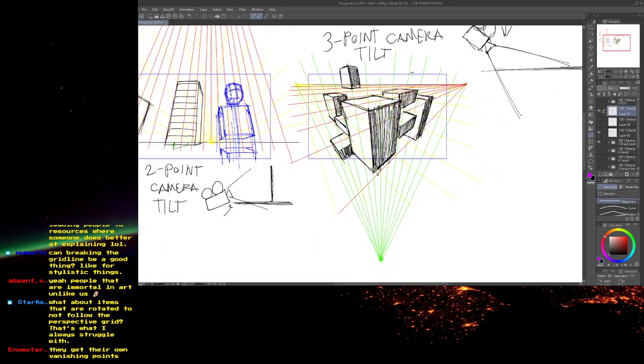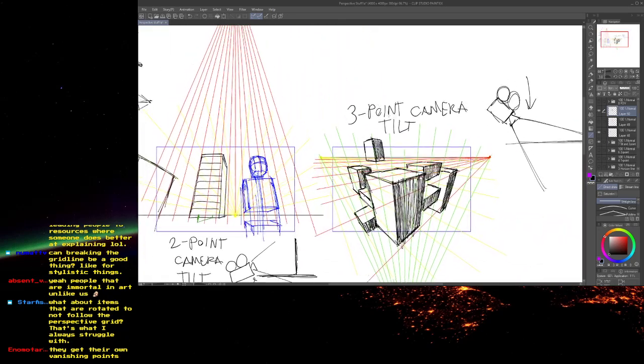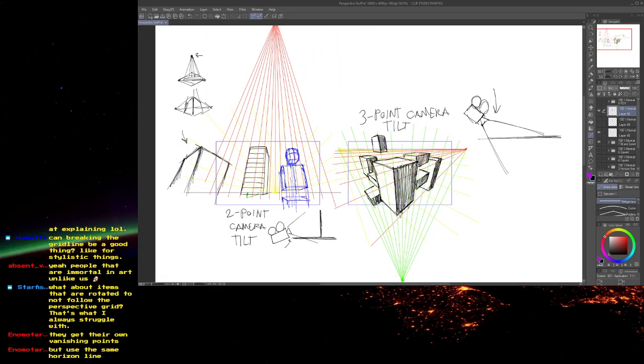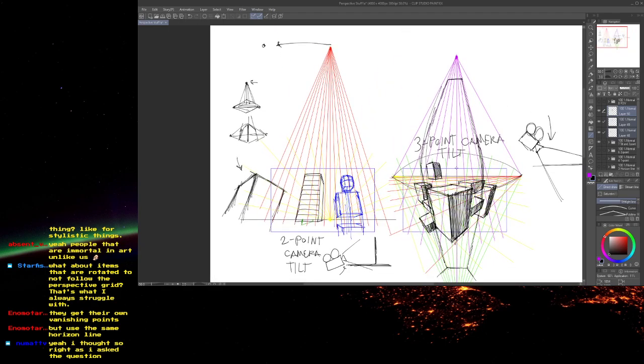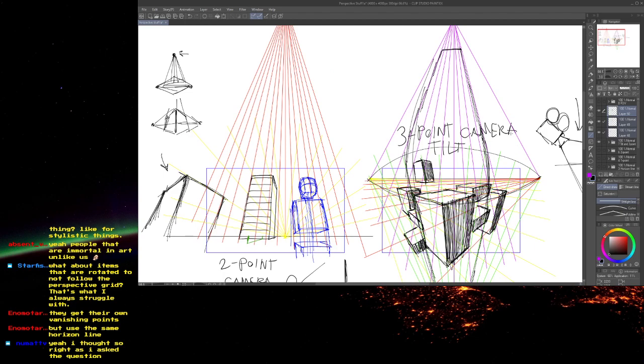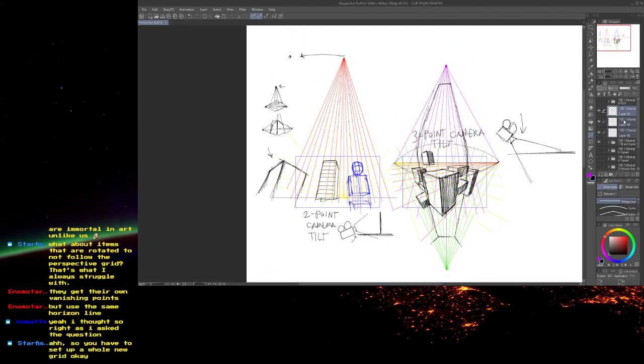This camera is looking down, but you could also have a camera tilt that's looking up, or just anywhere really. 3-point camera tilt adds extra versatility to your composition construction. And of course, if you want to do crazy camera moves like this, or even that kind of bulging warp in the middle for something, you can mess with a 4-point grid.